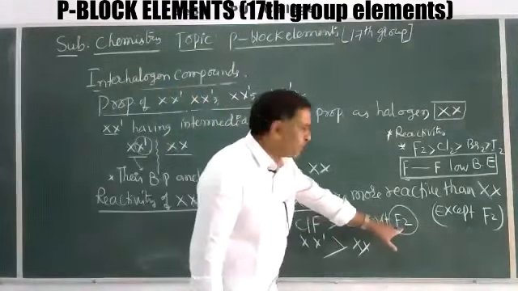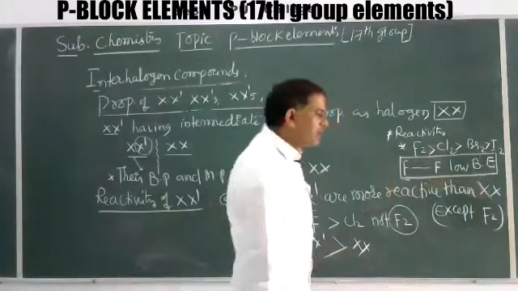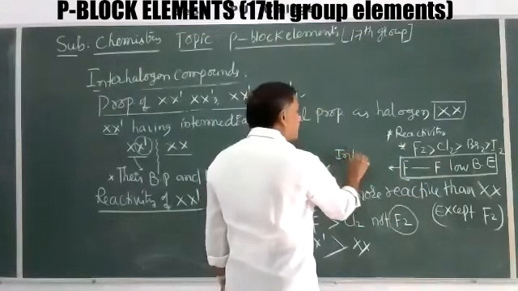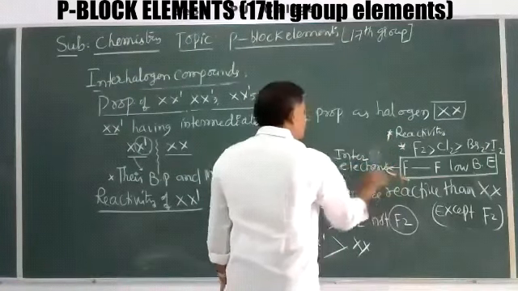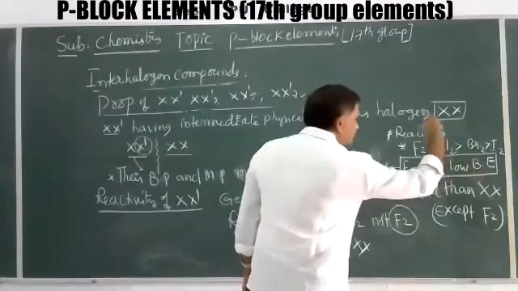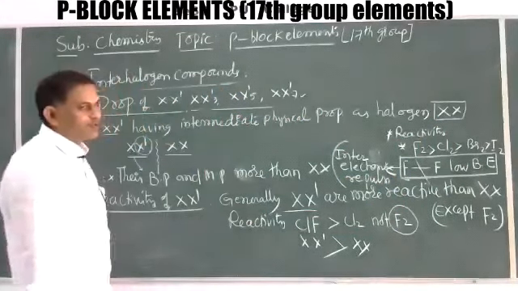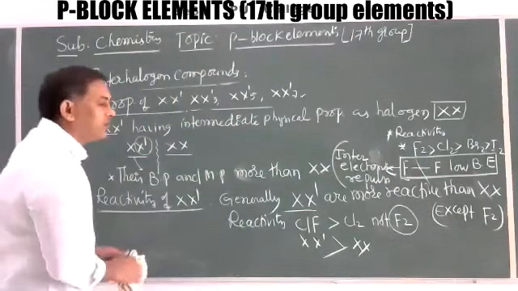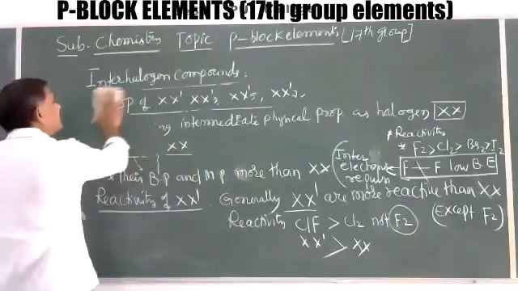Why is fluorine more reactive? Between fluorine and fluorine there is low bond dissociation energy, due to inter-electronic repulsive forces. Due to these repulsive forces, bond dissociation energy, the bond enthalpy, is less, so it is ready to break and ready to react with other elements. That's why fluorine reactivity is more. Why are interhalogen compounds more reactive than halogens, except fluorine? Give reason. This may be asked as a 1 mark or 2 mark question based on this reactivity.